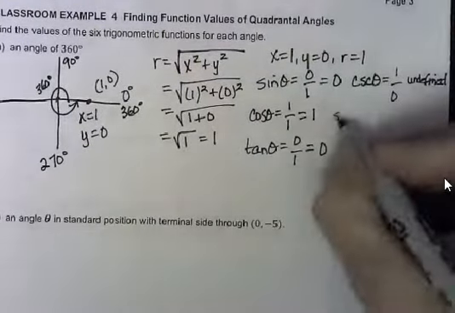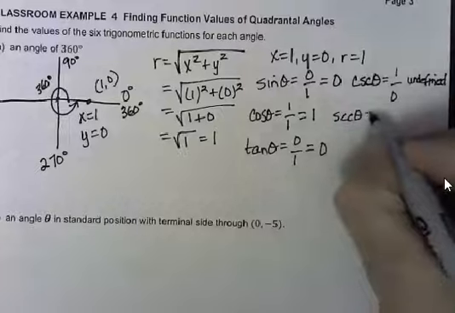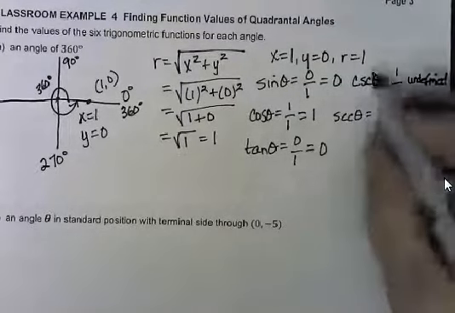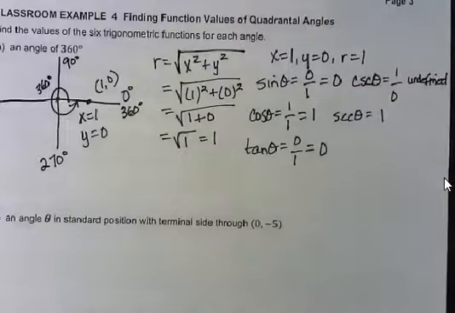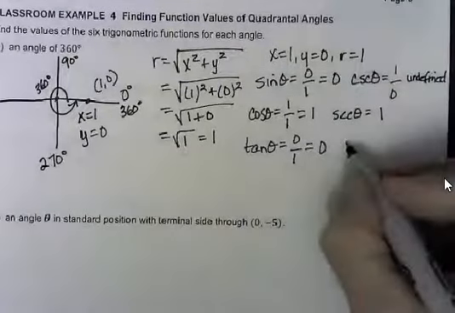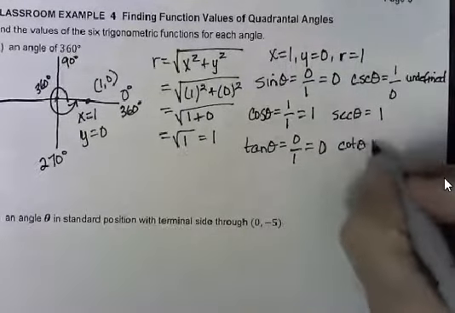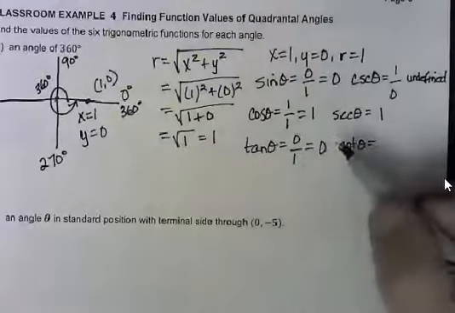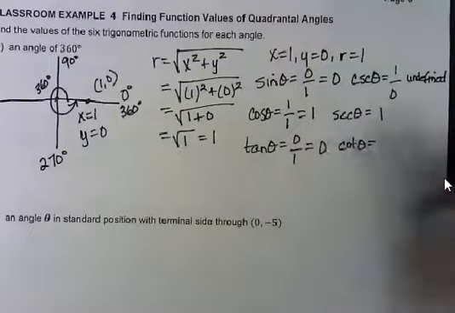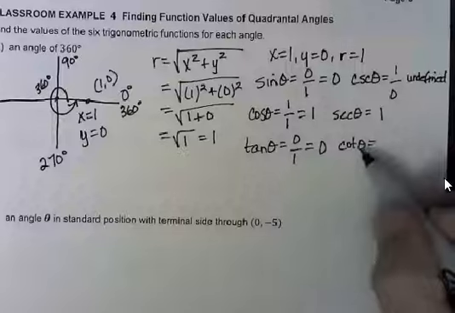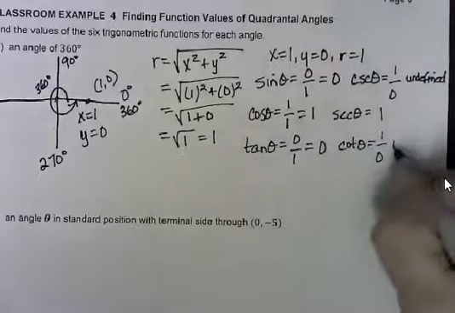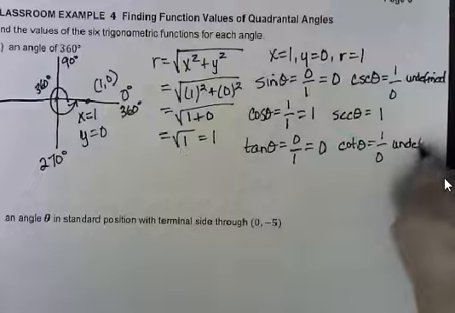For the secant, that's the reciprocal of cosine. The reciprocal of 1 is 1, or we could do r over x. Either way, we would get 1 for the secant. And for the cotangent, if we try to do the reciprocal of 0, we're going to get 1 over 0, which is undefined. Or if we use the definition, cotangent is x over y, which would be 1 over 0. So that one's also undefined.